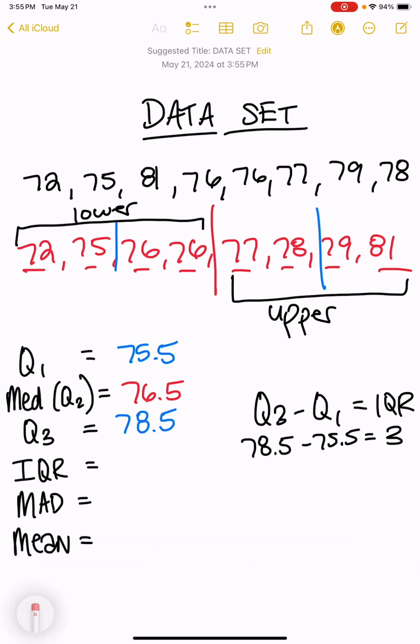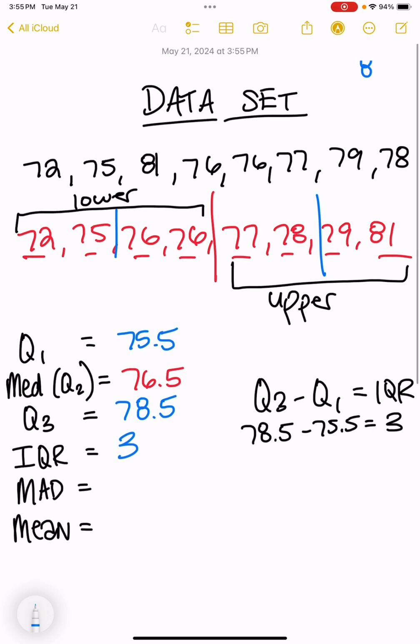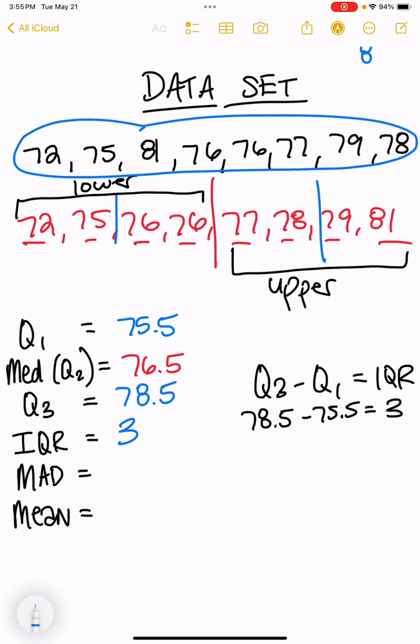Now, we can also go in and calculate what our mean is. The mean is the average of a data set. So to find the average, you're going to add all of your values together, and then you're going to divide by the number of numbers in the data set. So we know that that number is 8. So we're going to be dividing by 8 after we add all these values together. So we'll do 72 plus 75. After we add all of these numbers up, you will end up with 614, and then we're going to divide that by 8, and our mean is 76.75.